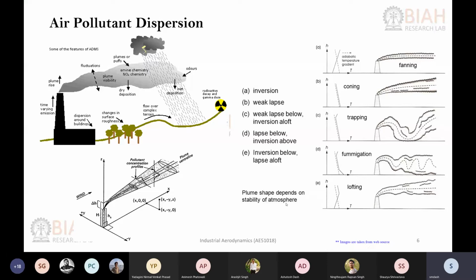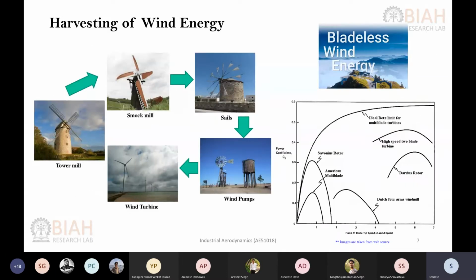So this will cover wind in general up to here. These three chapters will be mostly on the wind in general. Okay. So next we will be looking into wind engineering, like I said, harvesting of the wind energy.